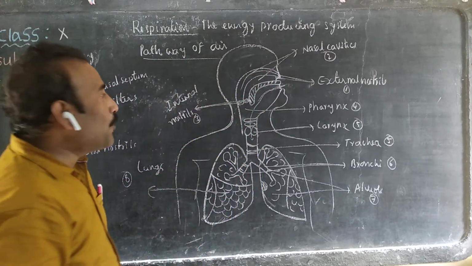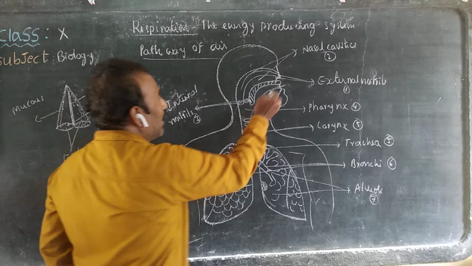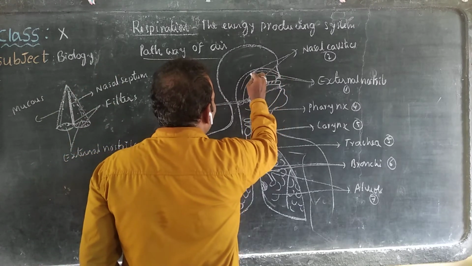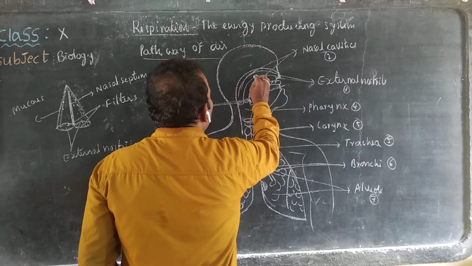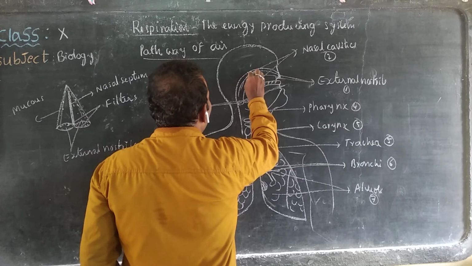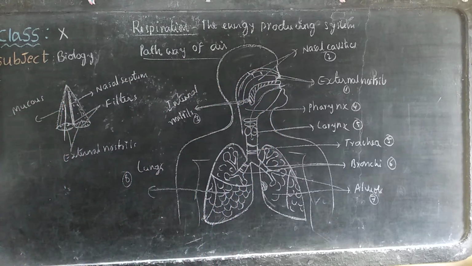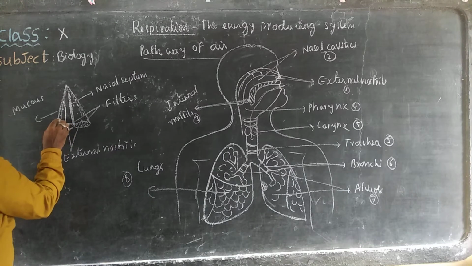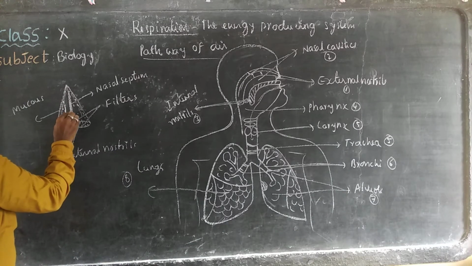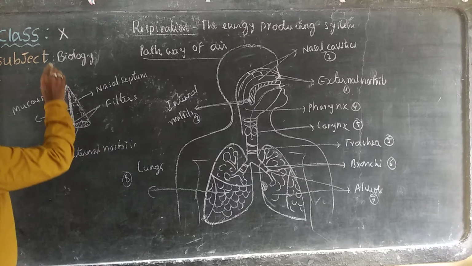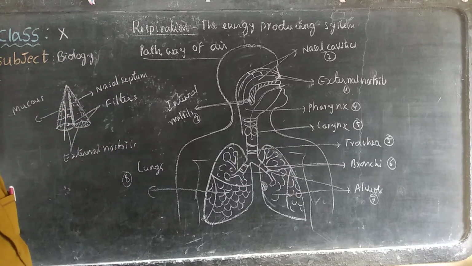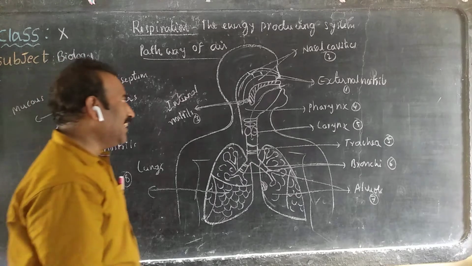the air is humidified in the nasal cavity. Whenever air passes through the nasal cavity, the moisture in the mucus is added to the air. Look here, if the air passes through this nasal cavity, moisture from the mucus is added to it. That's why the air is humidified in the nasal cavity.